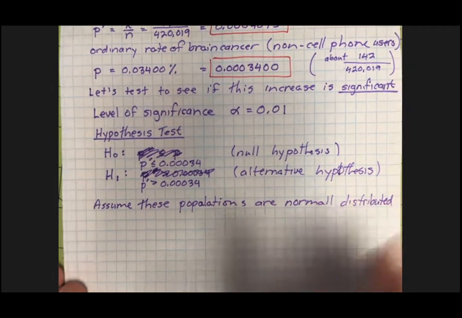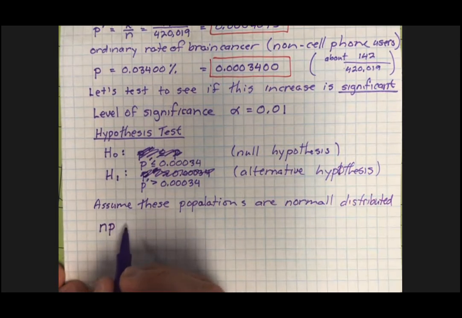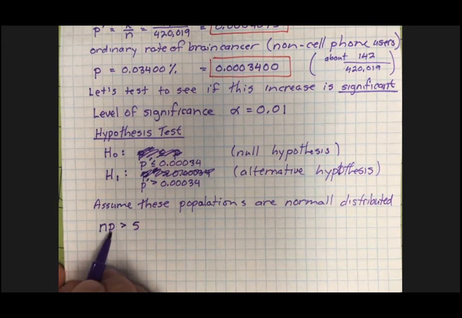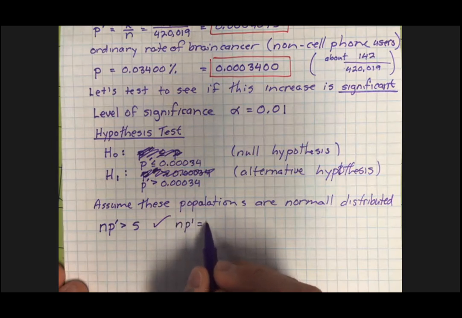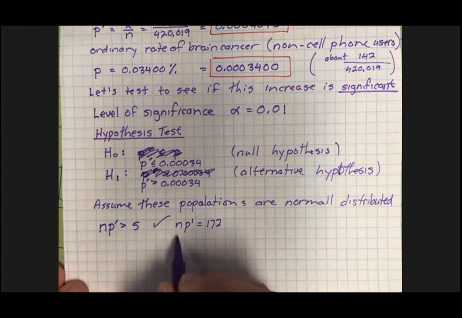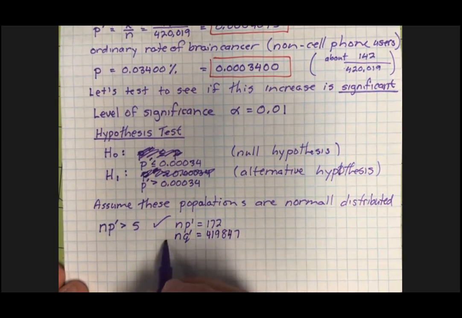The book also gives a couple of other things you have to check in this case. You have to check that the number of people you sample times the probability is not a trivially small number. So the book sets a threshold at 5. But the number of people I sampled times the proportion that I saw in this problem was 172. In other words, I saw 172 cases of cancer, and that means how many cases did not have cancer? If P is the probability of cancer, let's say Q is the probability of not having cancer, that means 419,847 people did not have cancer. These two numbers add up to N.